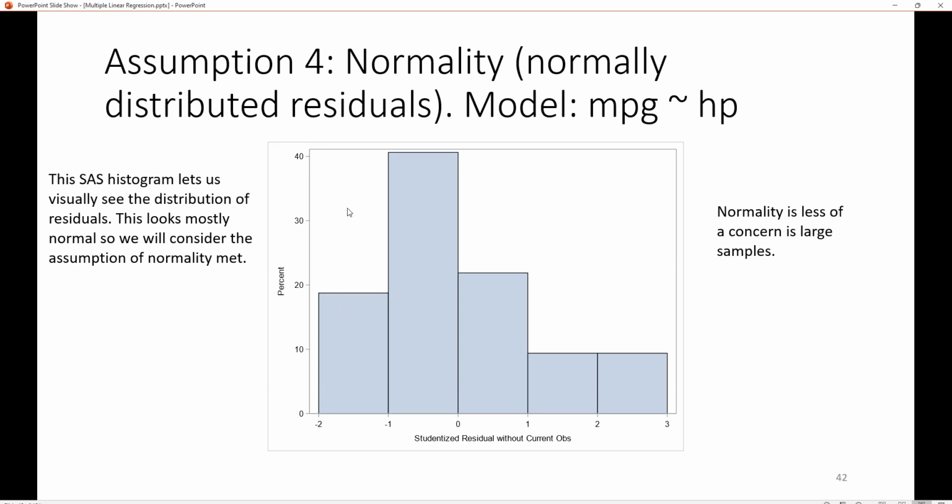And for his assumption 4, normality, here's how we can assess that. We can use a histogram. These are the residuals, and I got this from SAS, and for these diagnostics and for this Motor Trend cars data example, I have the code for that in the files. So the SAS histogram lets us visually see the distribution of residuals. This looks mostly normal, so we'll consider the assumption of normality met.